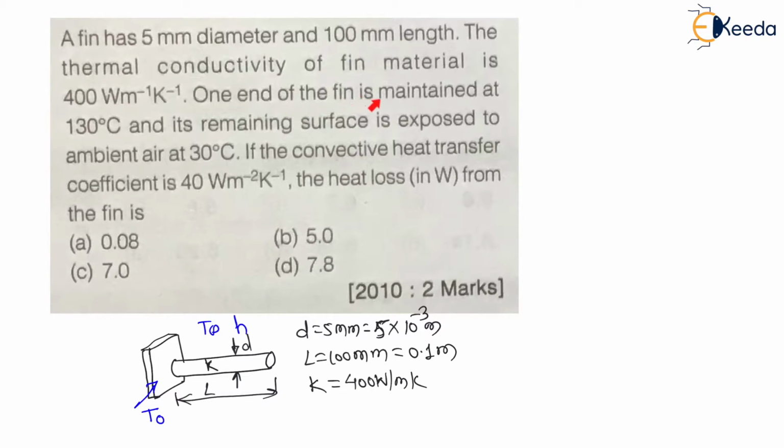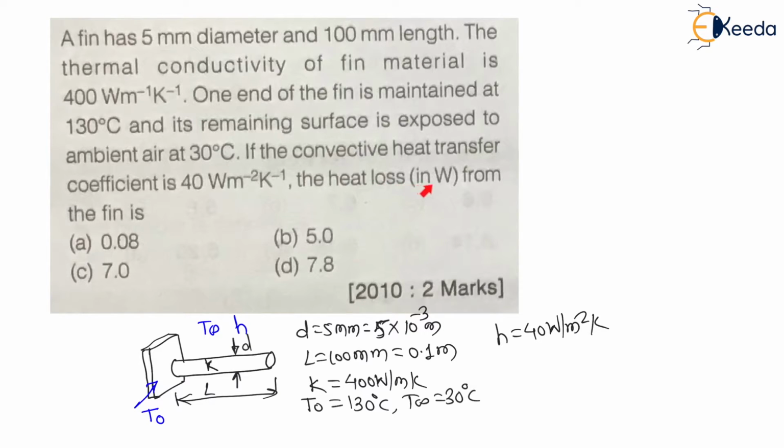Then one end of the fin is maintained at 130 degrees Celsius. That is this end. Base wall temperature T naught is given here. Therefore, one end of the fin is maintained at 130 degrees Celsius and its remaining surface is exposed to the ambient air at 30 degrees Celsius, meaning the surrounding fluid temperature is given. Therefore, base wall temperature T naught is 130 degrees Celsius and surrounding fluid T infinity is 30 degrees Celsius. Then, the convective heat transfer coefficient h is 40 watt per meter square Kelvin.